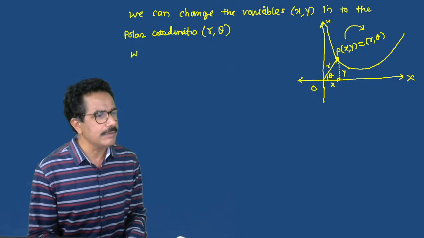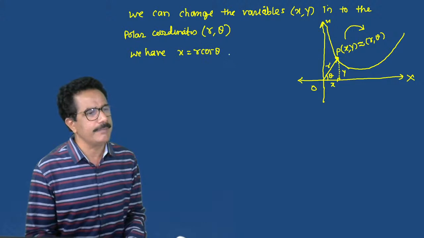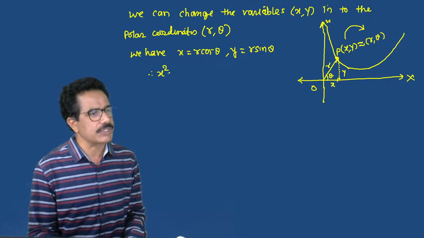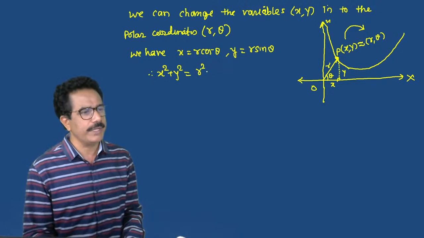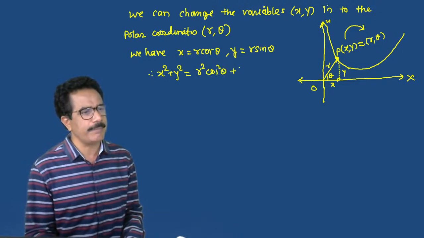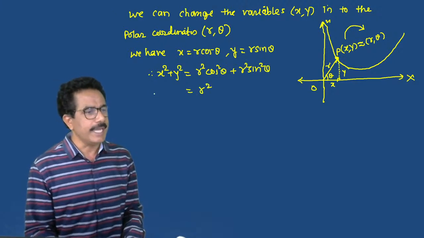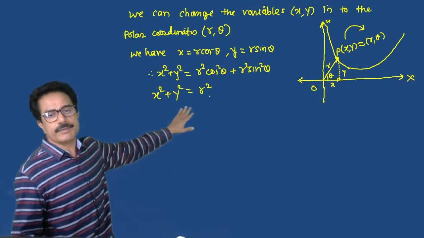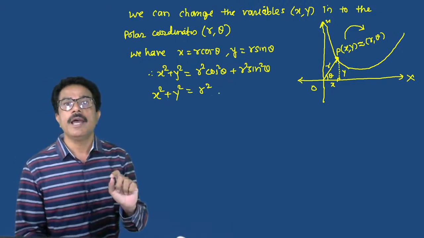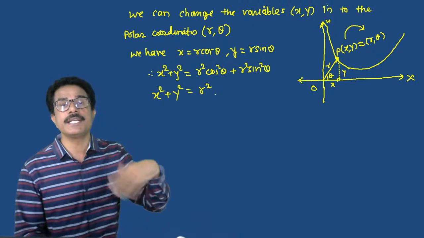So we have x is equals to r cos theta, y is equals to r sin theta. That means x square plus y square is equals to r square cos square theta plus r square sin square theta, that is equals to r square. That means in place of x square plus y square we can put r square. This is the first condition. R and theta are the coordinates represented by the polar.